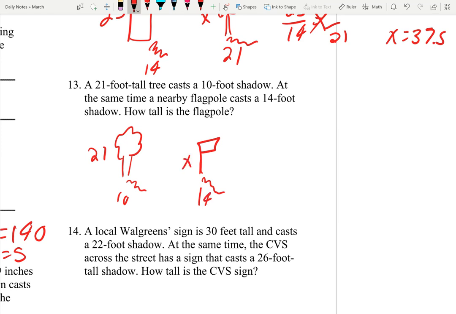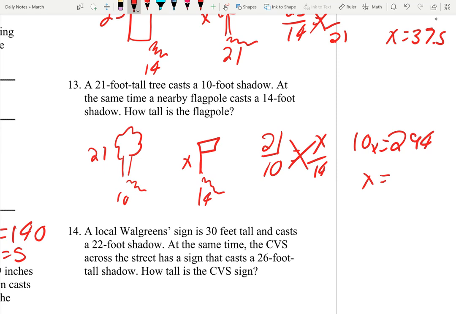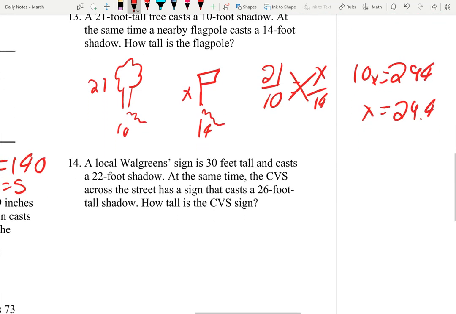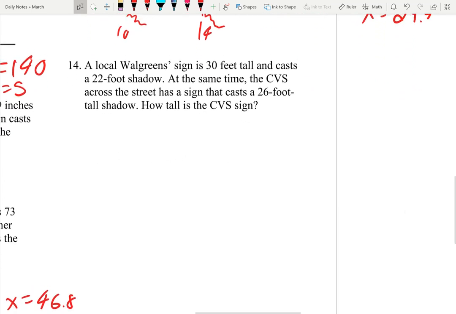How tall is the flagpole? Again, same problem essentially. We have 21 to 10, and then x to 14. We cross multiply. So 10x equals 21 times 14, which is 294. When we divide by 10, we end up with x equal to 29.4. That's our answer. So the flagpole is 29.4 feet tall.